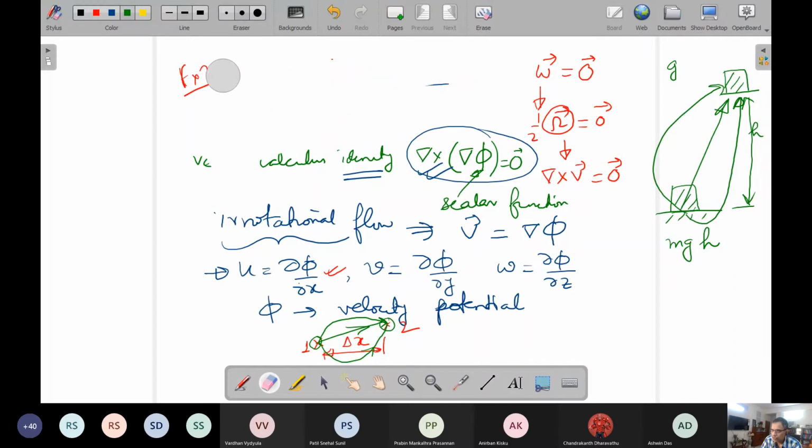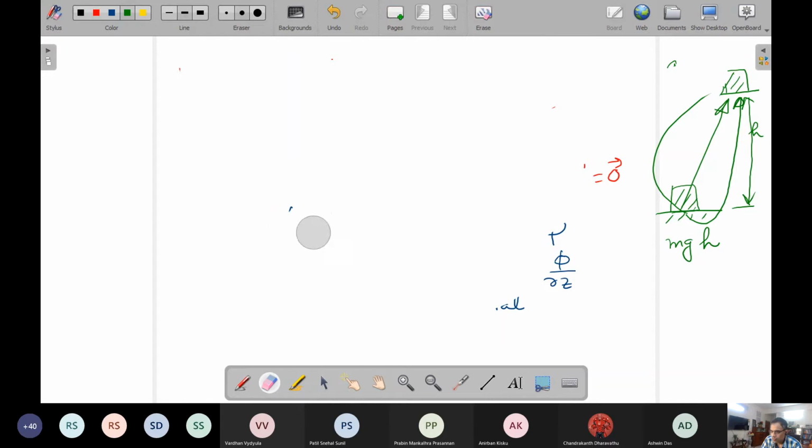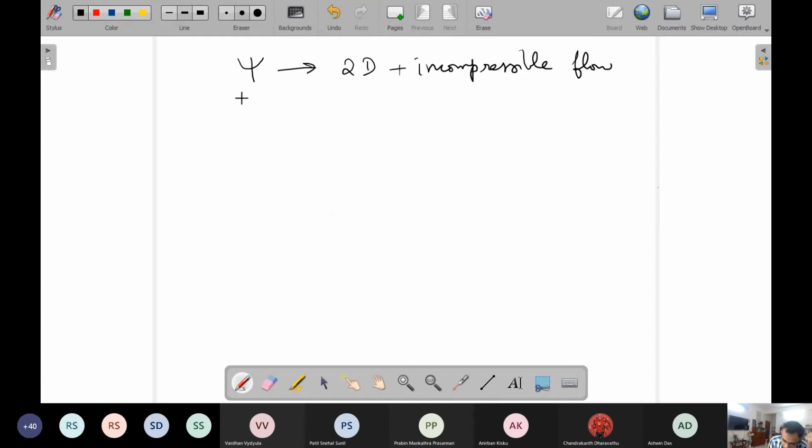Now, let us put up a comparison between the two parametric forms that we have just learned. So I'll just try to sketch a table by which I will try to summarize that. So the psi concept, for that we required two-dimensional plus incompressible flow. That was the binding restriction for mathematically expressing its definition. For the velocity potential, it is irrotational. Doesn't require any restriction for 2D and 3D.